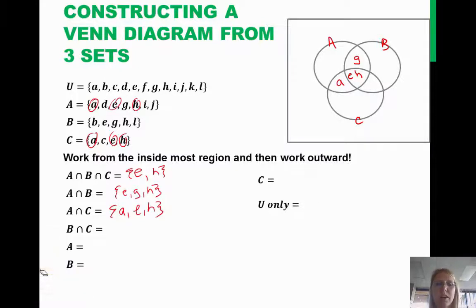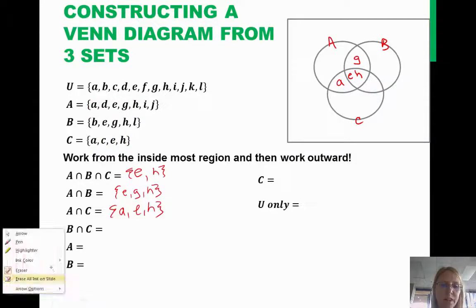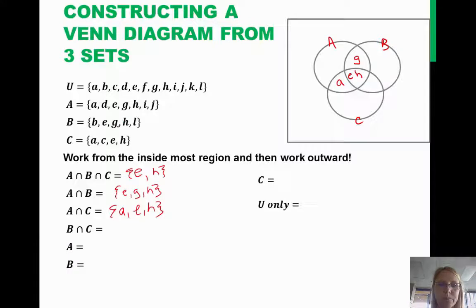B intersect C. First, let's erase this and list what is in common in those 2. So it looks like the only things they have in common are E and H. So I'll write that here. Notice that we already have E and H listed, so I don't have anything in addition that I can list in this one.